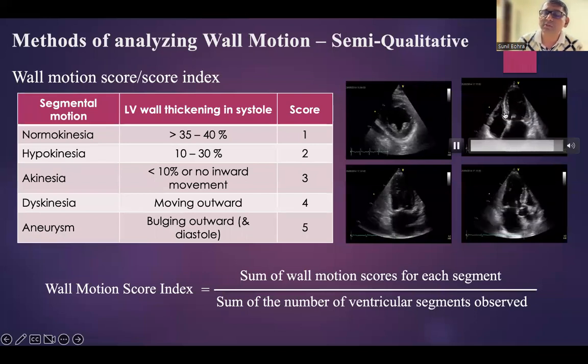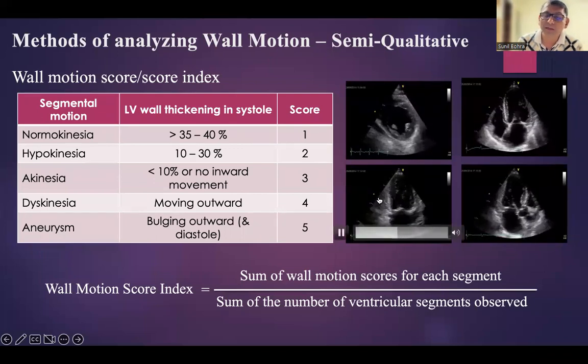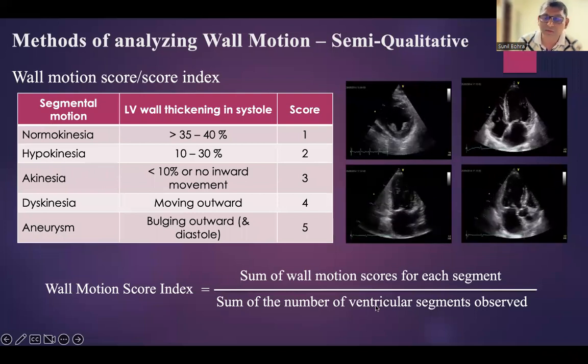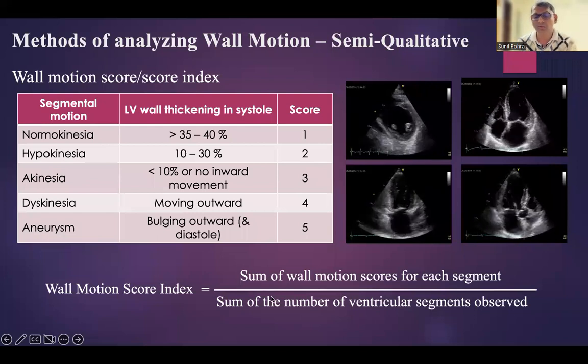Suppose this is a normal segment, we give a score of 1, and if this is an akinetic or dyskinetic segment, we give a score of 3 or 4. So we add each of them, and suppose we have given a score to all the 17 segments, then we divide by 17 and we get a score index. Normally it should be 1.